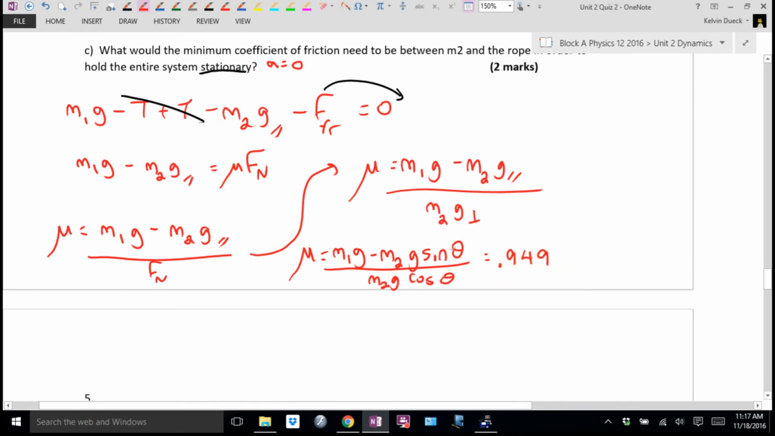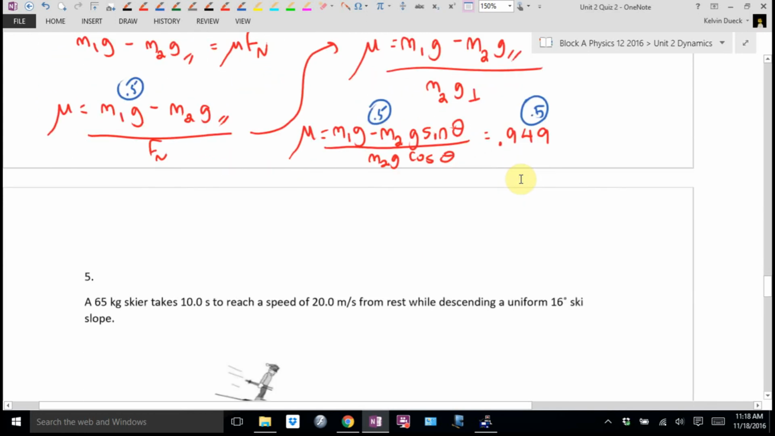0.949. What are the units for mu? Nothing. Okay, that's a tough question. I would give you probably half mark for that. Really, I need to give more marks for this. I would probably give you half mark for getting the mu by itself, half mark for doing the trig, and a half mark for the answer. Then I would turn the page.